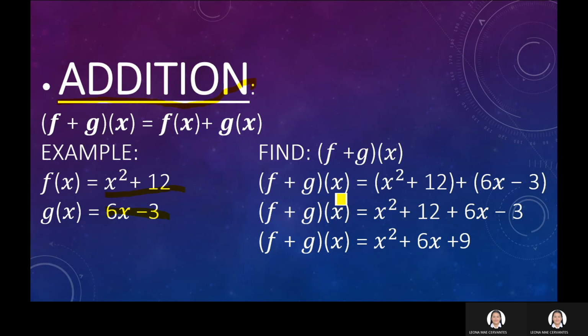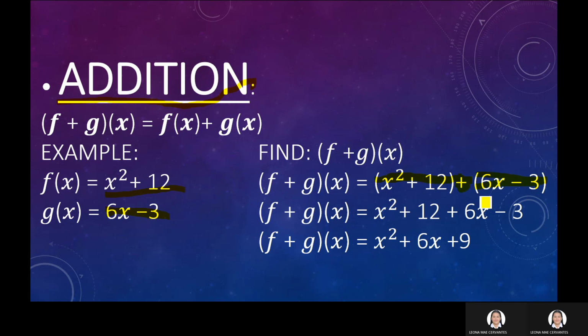So f plus g of x is equal to x squared plus 12, which is the value of f of x. Okay? Then plus, since we're discussing addition, again, x squared plus 12, which is the value of f of x, plus the value of g of x, which is 6x minus 3.